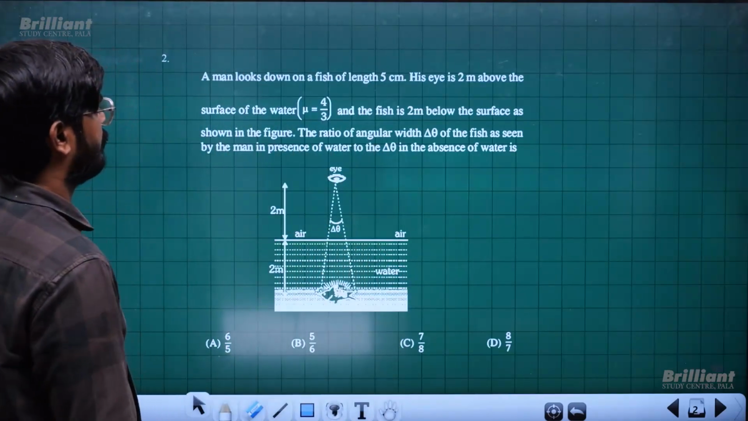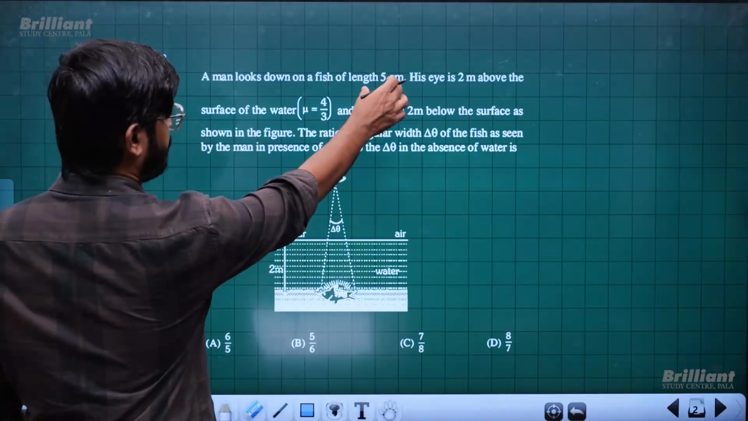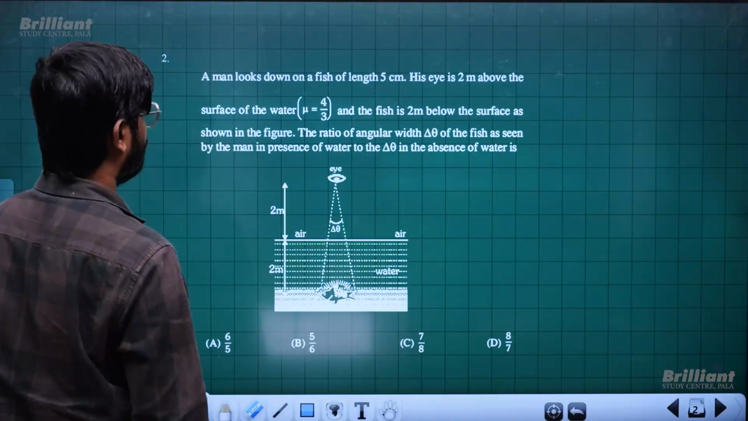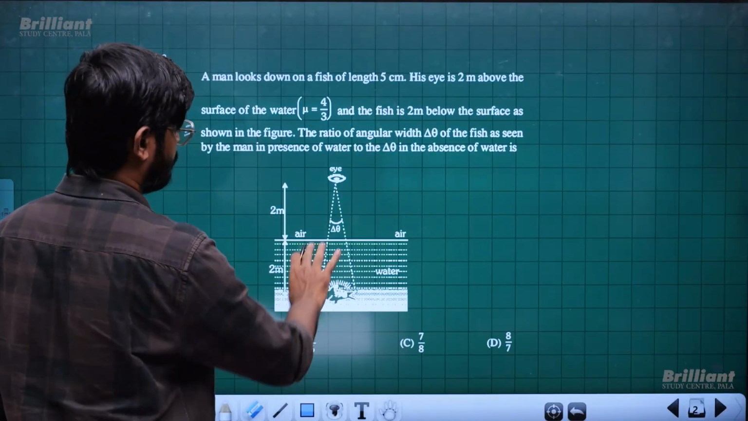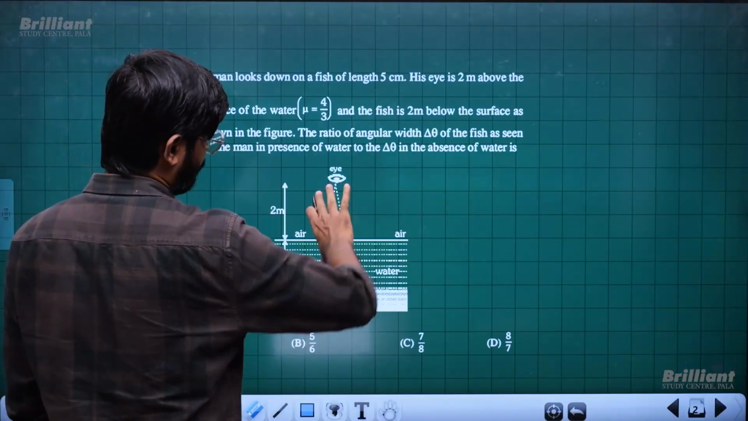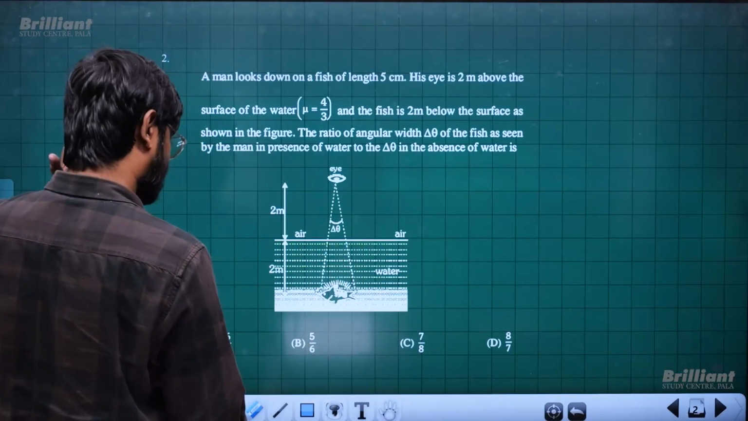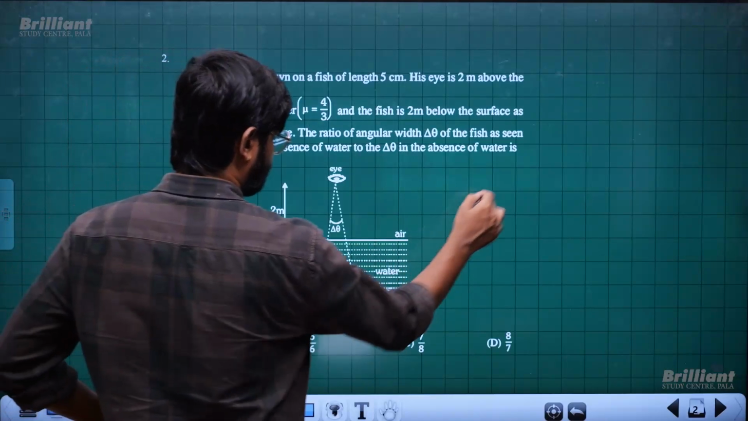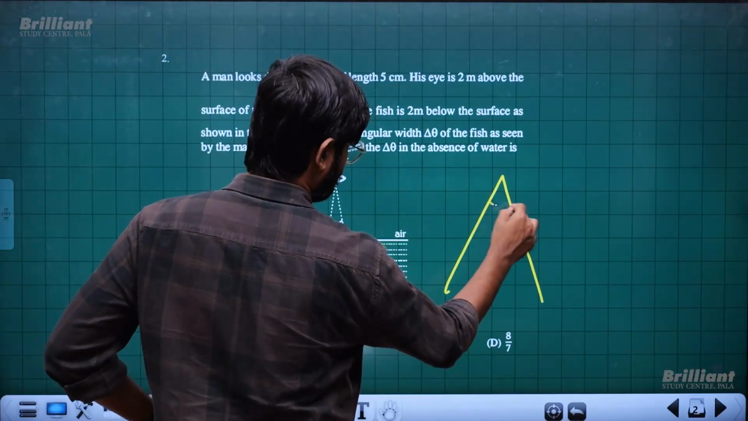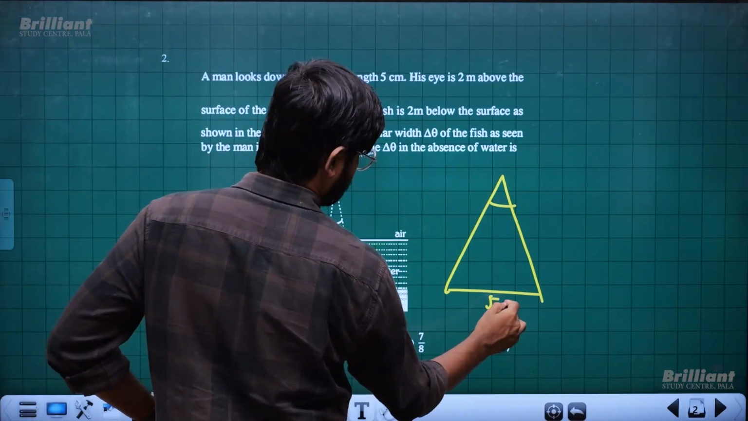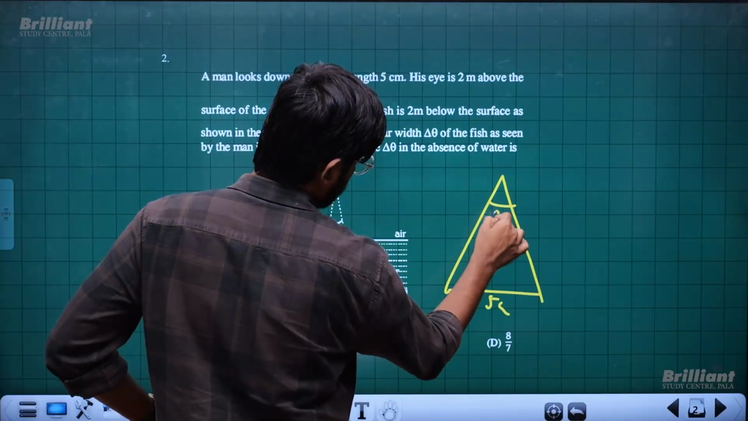A man looks down on a fish of length 5 cm. His eye is 2 meter above the surface of the water. Fish is 2 meter below. Understand this length is very small when compared to this length. This angle is going to be small. So if there is no water, then the angle subtended will be, this is 5 cm and this length is very big, so this angle will be small.